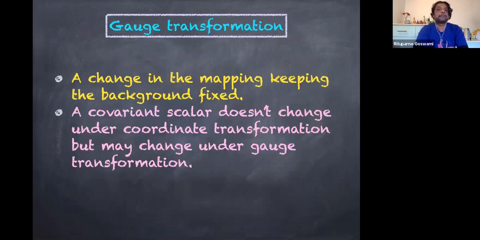Now here comes another point, which is called gauge transformation. What is a gauge transformation? The gauge transformation is, by definition, the change in mapping keeping the background fixed. So I keep the whole story fixed, my background universe and my lumpy universe. All I'm doing is changing my mapping. And this actually changes everything regarding the perturbation theory. For example, a covariant scalar that does not change under any coordinate transformation, that's the reason they're called scalars, may change under gauge transformations.